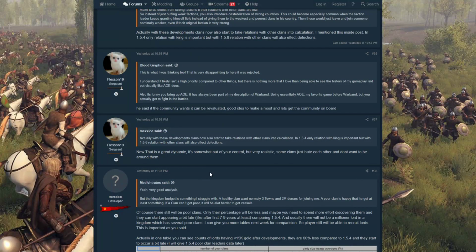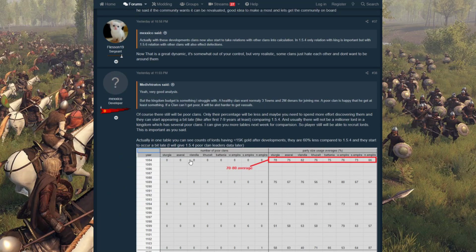Alright, let's move on. Let's see. Yes, very good analysis, but the kingdom budget is something I struggle with. A healthy clan wants normally 3 towns and 2 million dinars for joining me. A poor clan is happy that he can get at least something. If a clan can't get poor, it'll be a lot harder to get vassals. That is untrue.